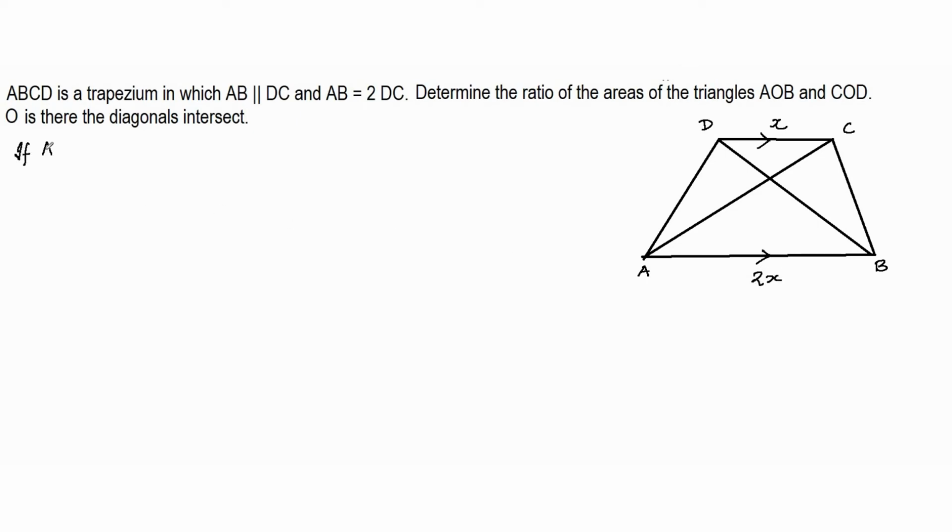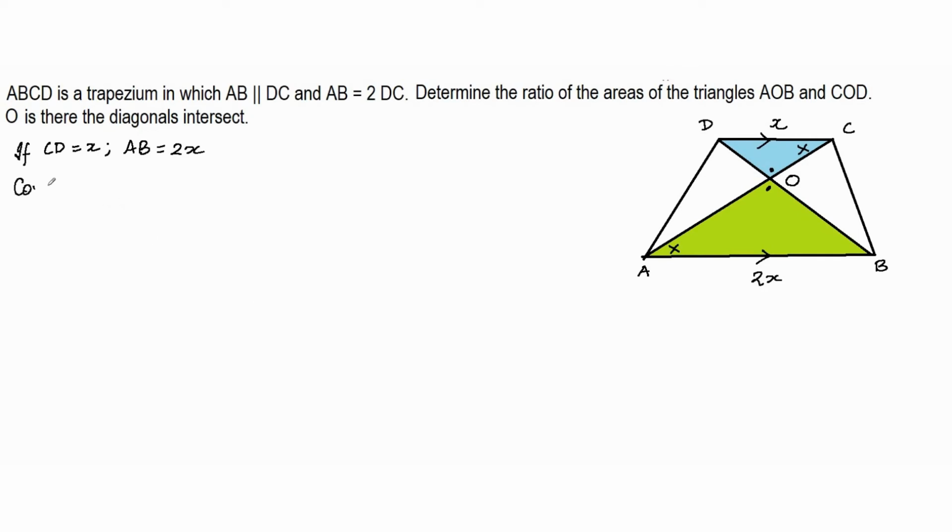So I can say if CD is equal to x, then I can say that AB is equal to 2 times x. And O is where the diagonals intersect. Determine the ratio of area of triangles AOB and area of triangle COD. O is where the diagonals intersect. So now what I can do is I can again consider these two triangles for similarity. So these two angles are equal because of vertically opposite angles. Similarly, these two angles are also equal because of alternate interior angles.